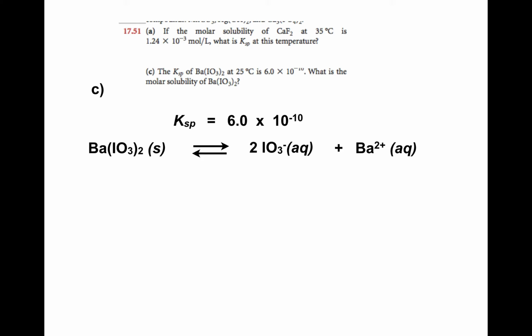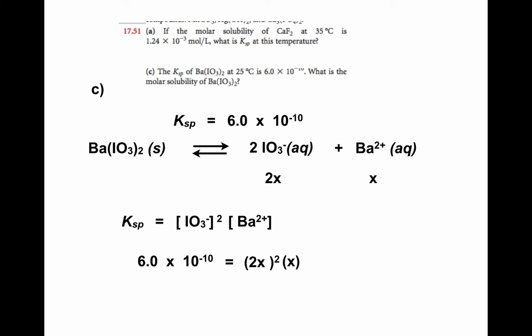For every 1 mole of barium iodate, you're getting 2 moles of iodate and 1 mole of barium. So when you break apart barium iodate, you're getting x amount of barium ion, 2x amount of iodate ion. So these are the equilibrium concentrations. You plug these concentrations into the law of mass action. The iodate concentration raised to the second power, barium concentration raised to the first power. So 2x squared is 4x squared times x is 4x cubed.